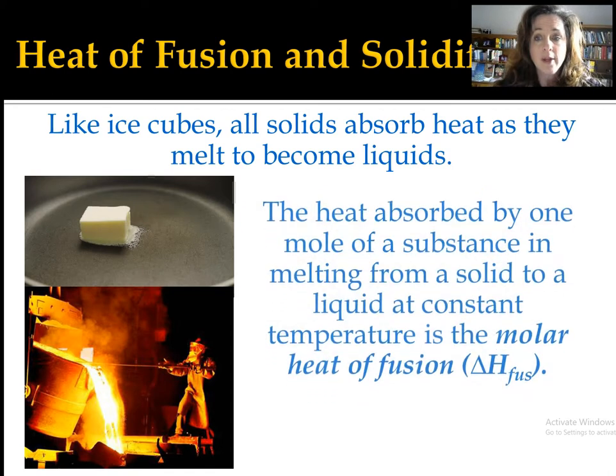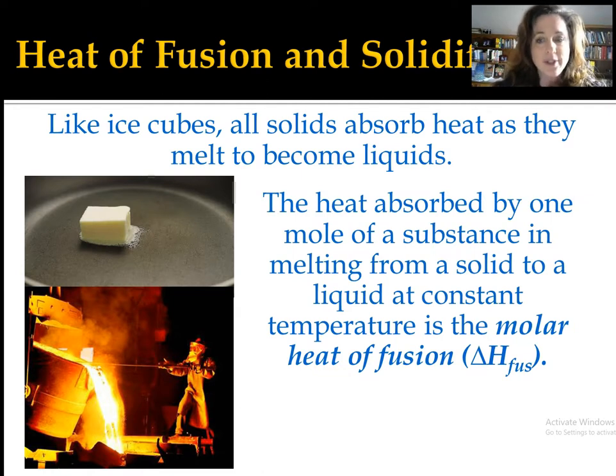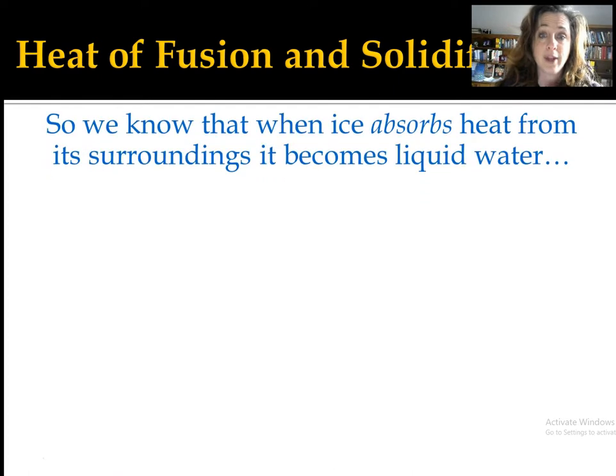Okay, so the heat absorbed by 1 mole of a substance in melting from a solid to a liquid state at constant temperature is called the molar heat of fusion. And remember what 1 mole is. 1 mole is 6.02 times 10 to the 23rd particles, or representative particles, or ions, or atoms, or molecules. That's what 1 mole of a substance is. So the amount of heat absorbed by that 1 mole of substance going from a solid to a liquid state at constant temperature, again, is the molar heat of fusion, and you see the symbol for it there.